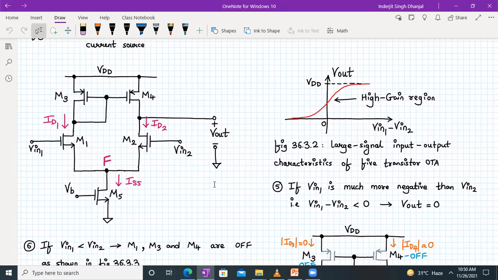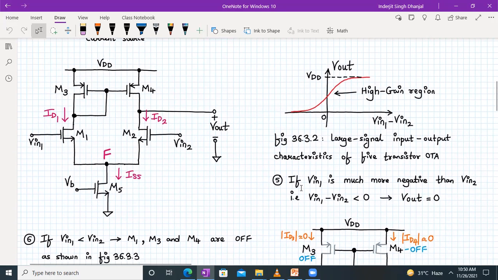So in the first scenario, we will consider that Vin1 is much more negative as compared to Vin2. That means Vin2 is sufficient to turn on M2, but Vin1, I mean, we have a DC bias also, is not sufficient to drive M1 into the on state. So we are saying that Vin1 minus Vin2 is much, much less than 0. And we are saying that when that happens, my output is 0. Now let us see how that output is 0.